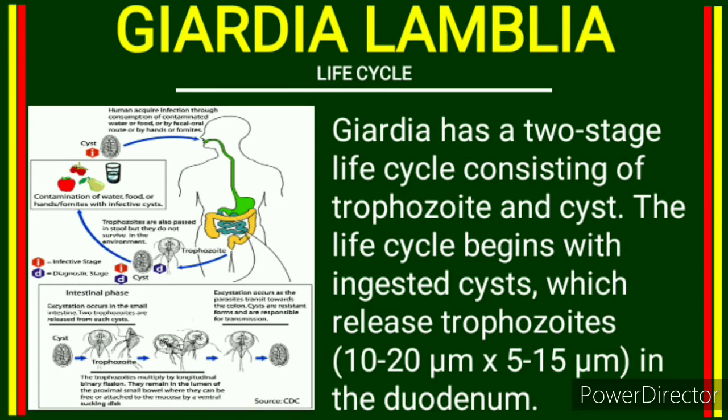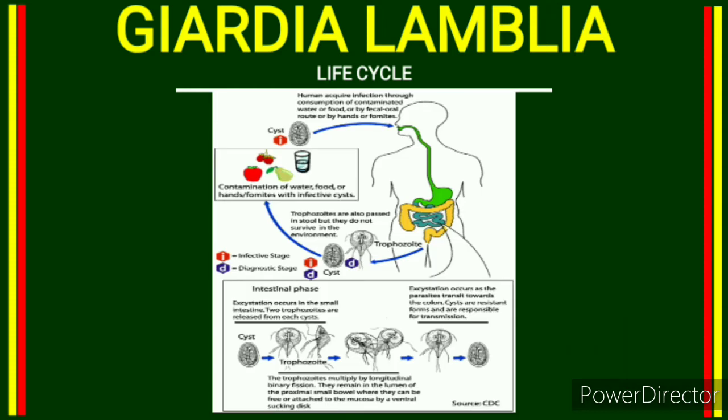Giardia has a 2-stage life cycle consisting of trophozoite and cyst. Giardia parasites live in the intestine of people and animals. Before the microscopic parasites are passed in stool, they become encased within hard shells called cysts, which allows them to survive outside the intestine for months. Once inside a host, the cysts dissolve and the parasites are released.